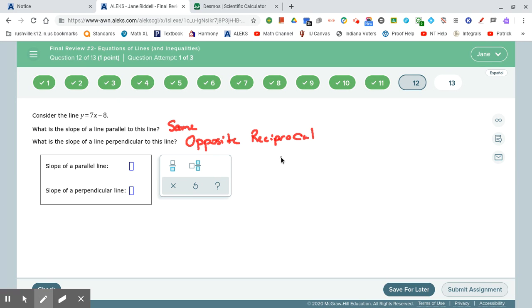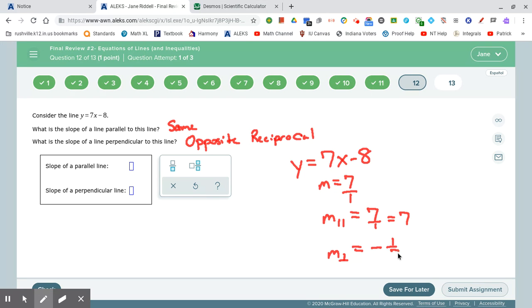So for this line, I have y equals 7x minus 8. My slope is what's in front of x, which is positive 7. Or if I write that as a fraction, it is 7 over 1. The symbol for parallel is a double L. The parallel slope is the same, so 7 over 1, or just 7. Slope perpendicular, however, is opposite reciprocal. Since the slope is positive, the perpendicular line is going to have an opposite, so a negative slope, and then flip the fraction around, that's going to be 1 over 7.